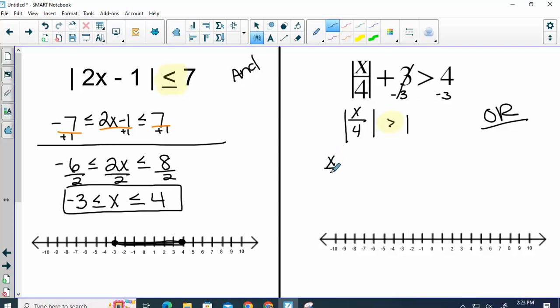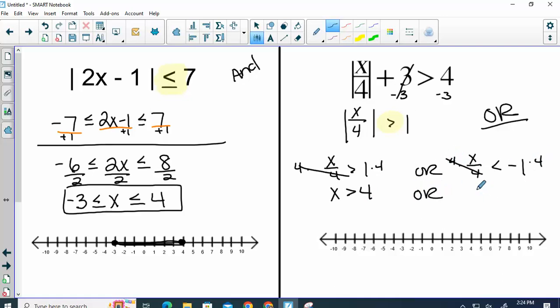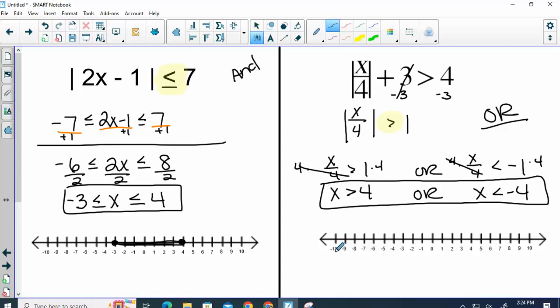The first one, nothing changes. Or the second one, you flip the inequality and make it negative. Times by 4. So we get x is greater than 4, or x is less than -4. So that's my solution. Or 2 separate pieces.